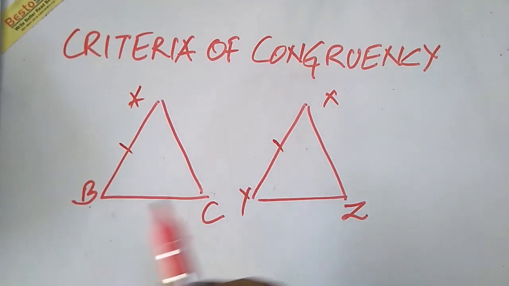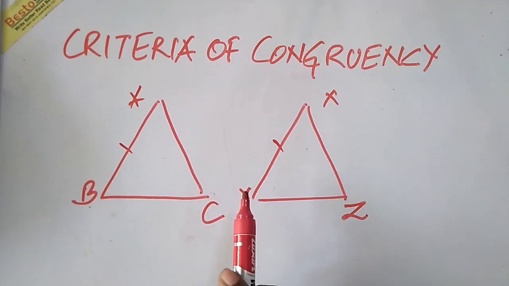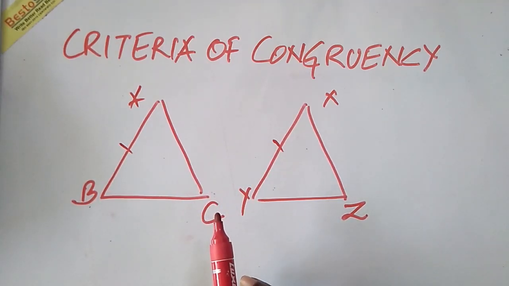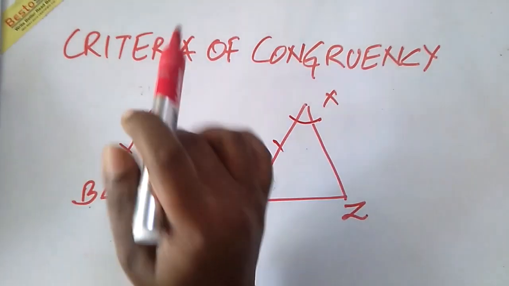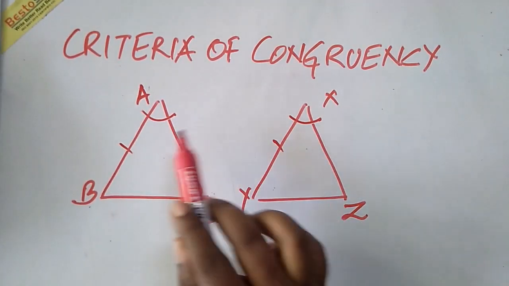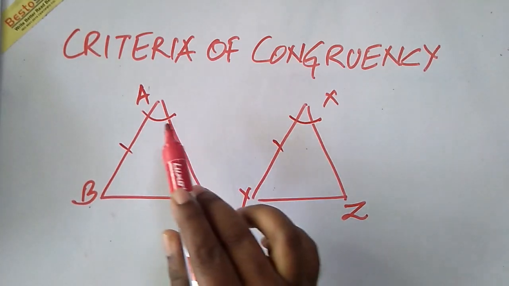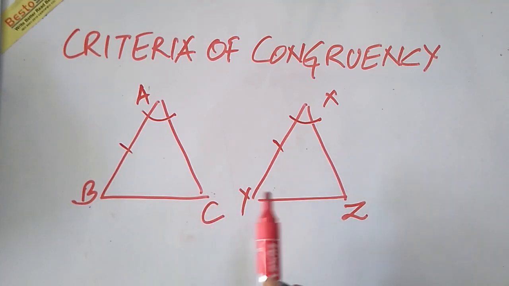For example, AB and XY, these are corresponding sides, and these two corresponding sides of these two triangles are same. And angle A and angle X, these two are corresponding angles, and if these two corresponding angles are same, then we will say that these two triangles are congruent. So that was just a revision of what congruent is. Now I'll be explaining to you the criteria of congruency.